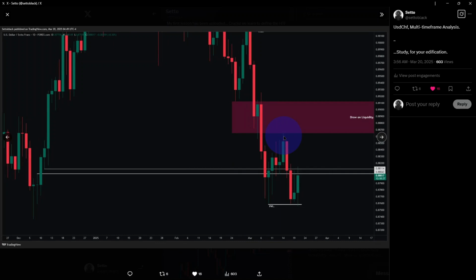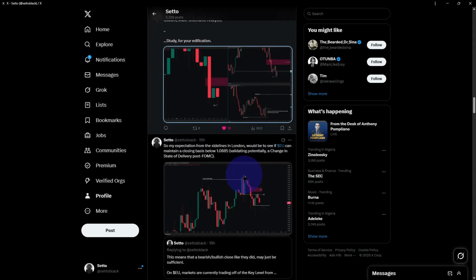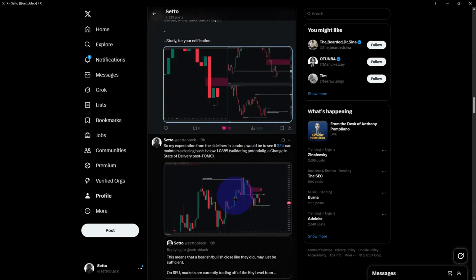It really doesn't make any sense, and that's why the whole idea we're talking about is high time frame institutional order flow. And if we want to define the high time frame institutional order flow, we want to be asking questions like, what is the draw on liquidity? Basically, what is the draw on liquidity?